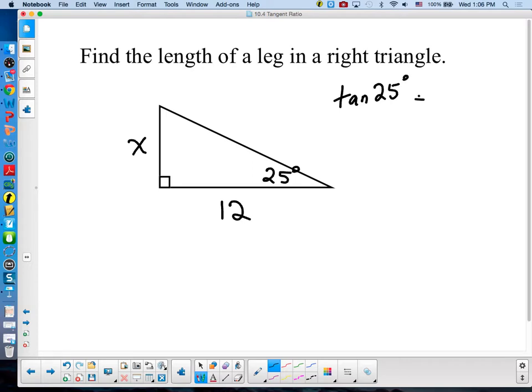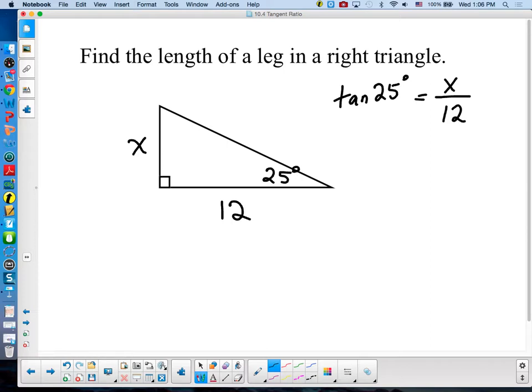What would be the fraction for the tangent of 25 degrees for this triangle? Opposite leg is x, adjacent leg is 12. So tangent of 25 equals x over 12. Okay, have that written down with this picture. Why is it x over 12? X is the opposite leg, 12 is the adjacent.